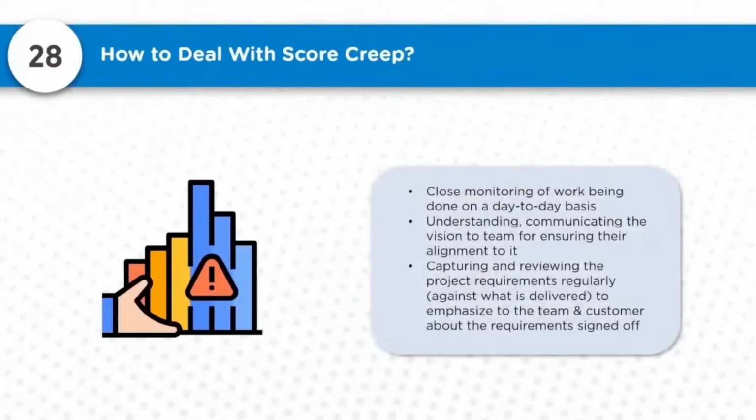So to avoid scope creep, to deal with it, one has to ensure close monitoring of the work being done on a day-to-day basis, because scope creep can happen through team members. Team members are influenced by the customer, and because of that it may happen. So understand and communicate the vision to the team to ensure alignment, so the team is very sensitive about the changes that are happening.